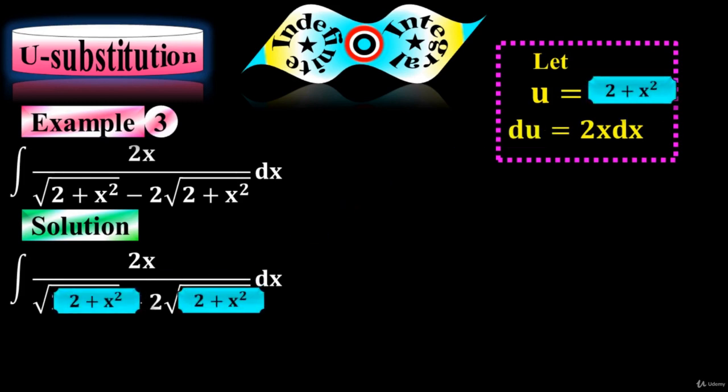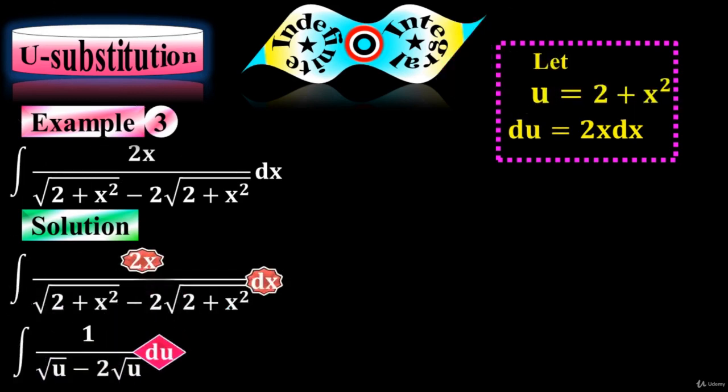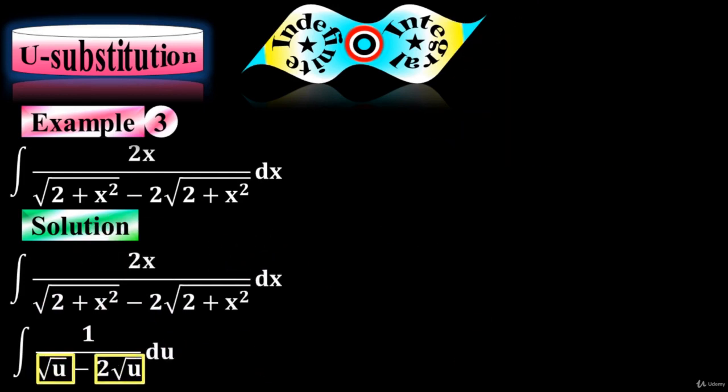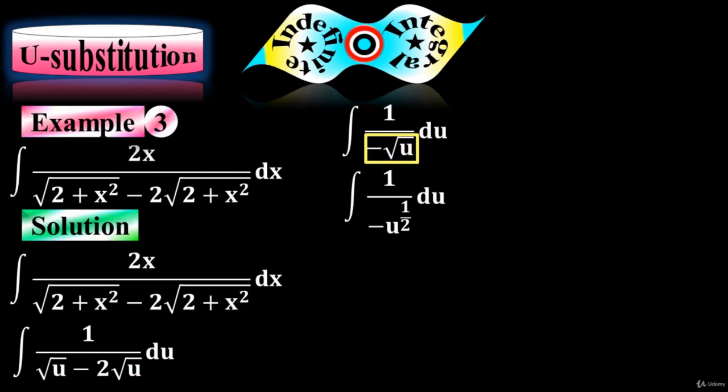Replace 2 plus x squared by u here and 2x dx by du. Square root of u minus 2 times square root of u equals integral of 1 over minus square root of u du. Make this minus square root of u equal to minus u to the 1 over 2. 1 over 2 is the value for the square root. Bring this minus u to the 1 over 2 to the numerator to have minus integral of u to the minus 1 over 2 du.